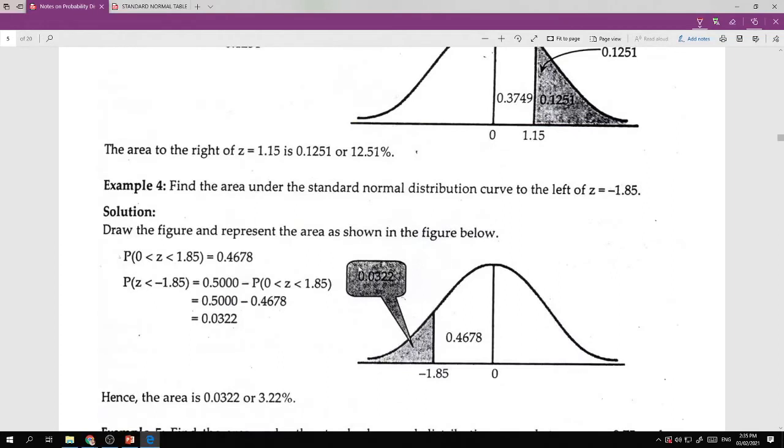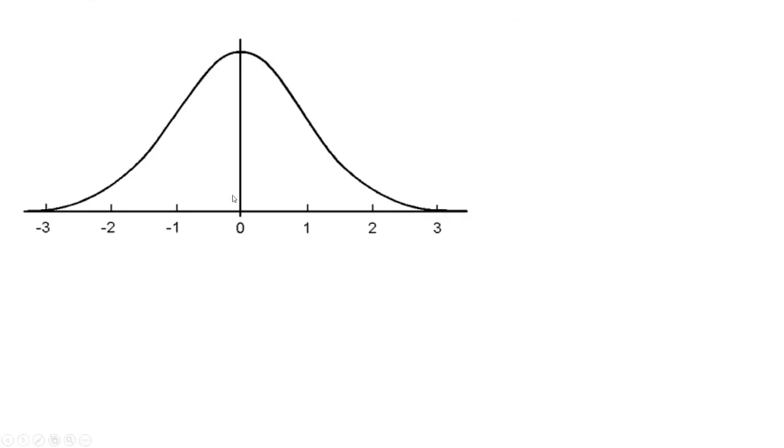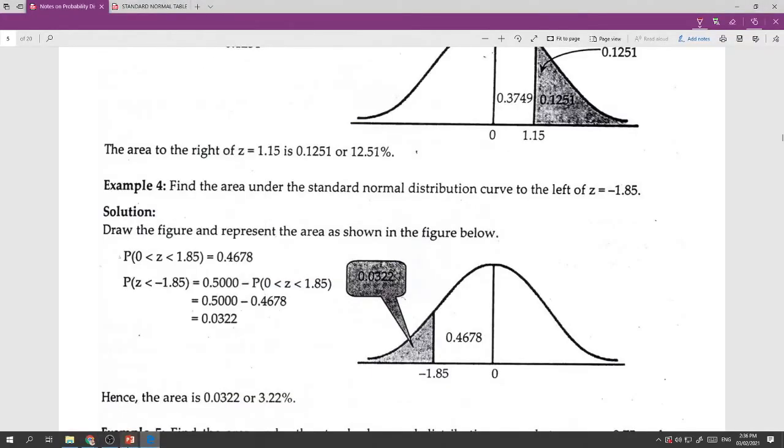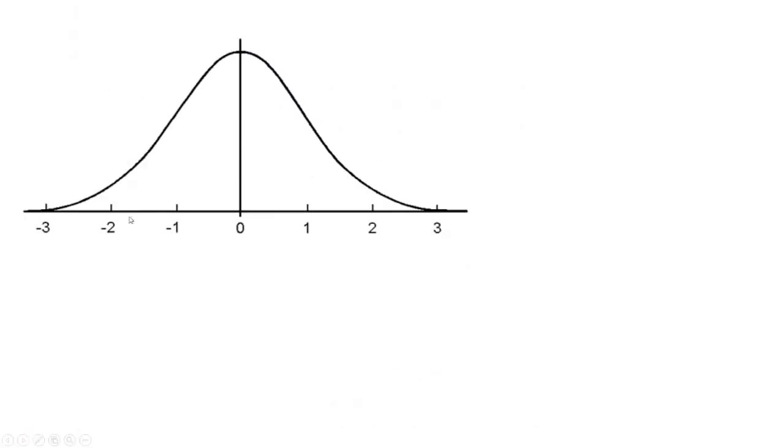Let's have another example. What if you're given this one? We have z equal to negative 1.85 to the left this time. To the left. Okay, let's have another example on that. So this time, let's locate. What was our z? The given z was negative 1.85. So we have negative 1.85. That's close to negative 2.